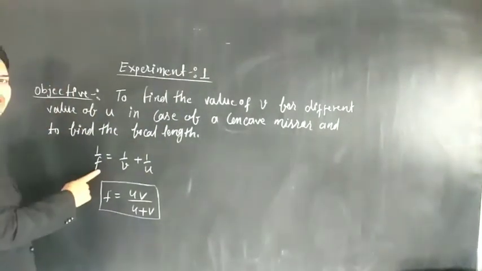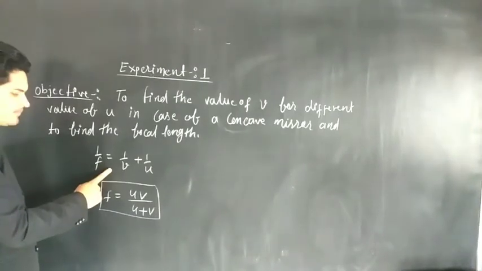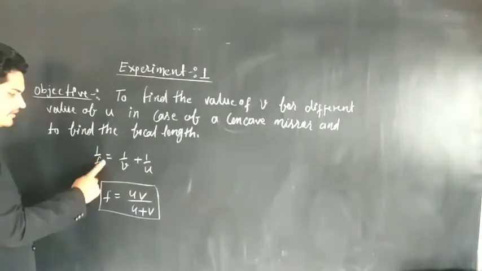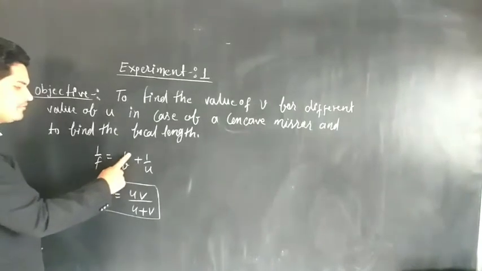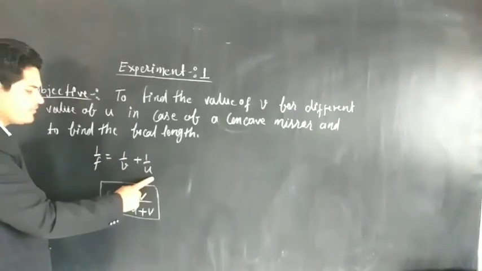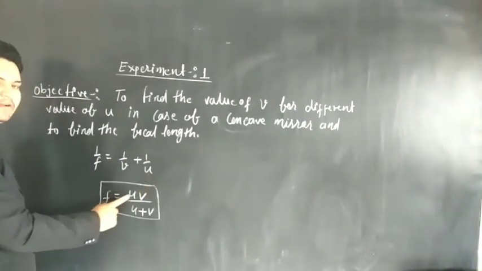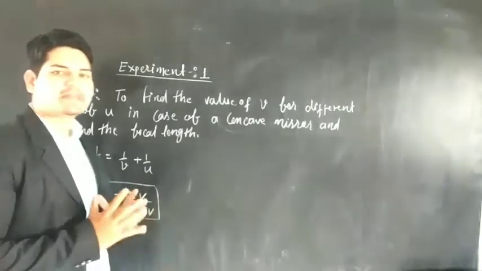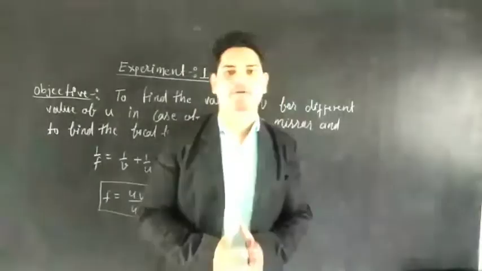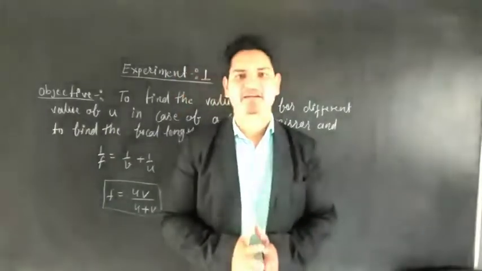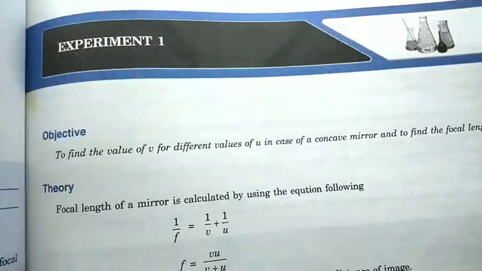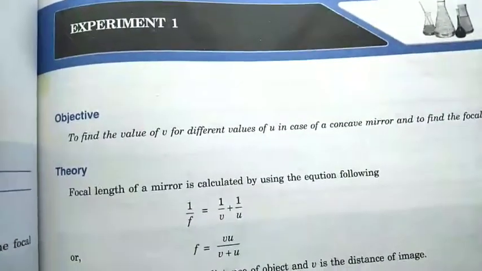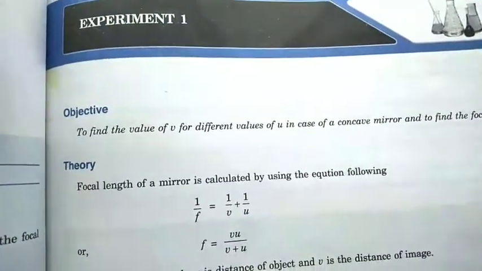Here is the mirror formula to find the focal length: 1 upon f is equal to 1 upon v plus 1 upon u. So f is equal to uv divided by u plus v. This is the formula to find focal length. So let's start experiment number first.